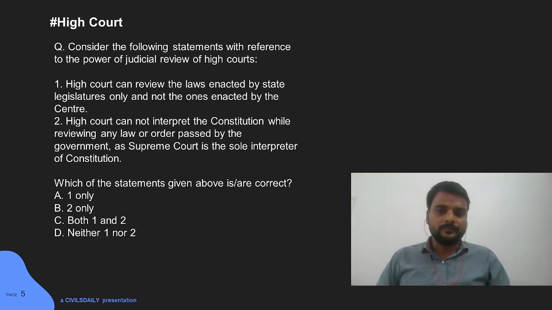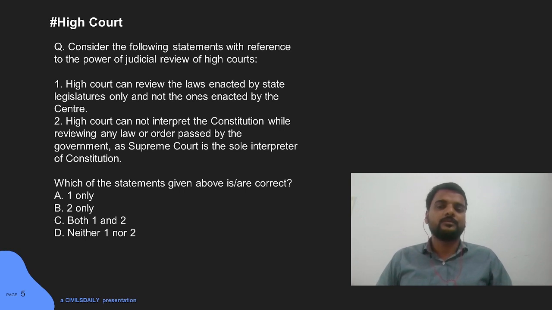Coming on to the next question. It is about the judicial review power of High Court. We know that in the Constitution, both Supreme Court and High Court have the power to review the laws or executive actions of the executive. So, statement 1: High Court can only review the laws enacted by state legislature and not the ones enacted by the center. So here focus on the word 'only' in the statement.